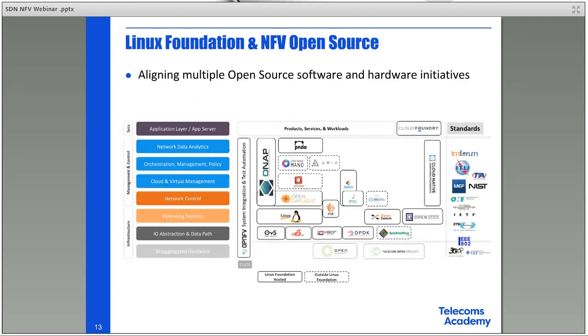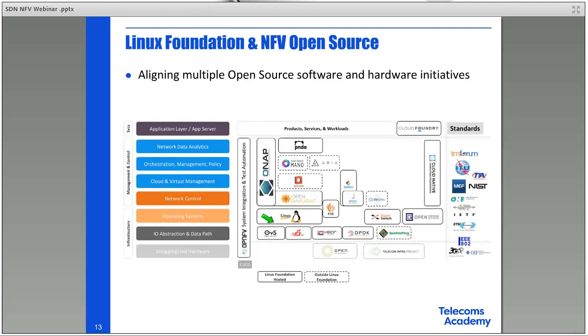Okay, so what is going on? A lot of things are going on in the open source space. And this diagram is from the Linux Foundation. The Linux Foundation, as you'd expect, are the people that cause Linux to happen. And Linux is the stuff down here, the penguin down here. However, there's a wide range of other activities going on round about that.